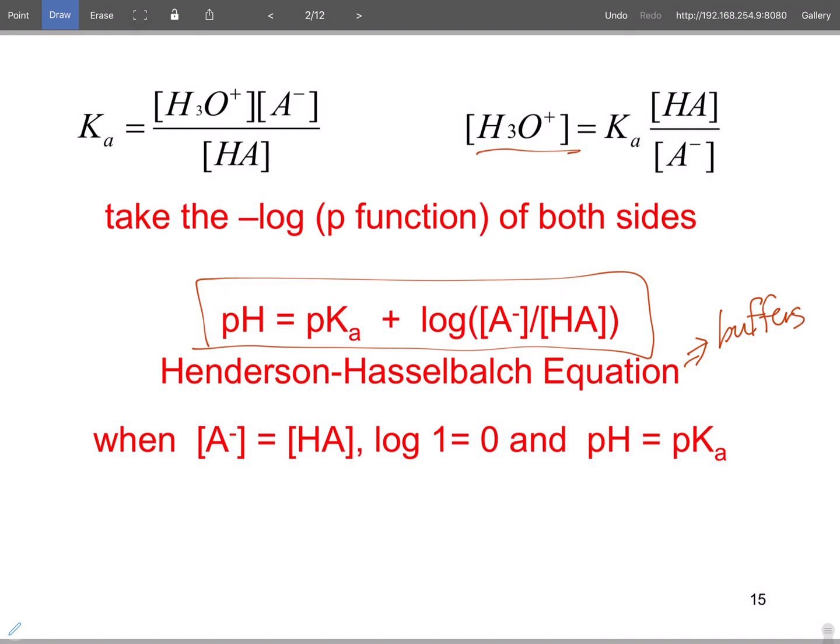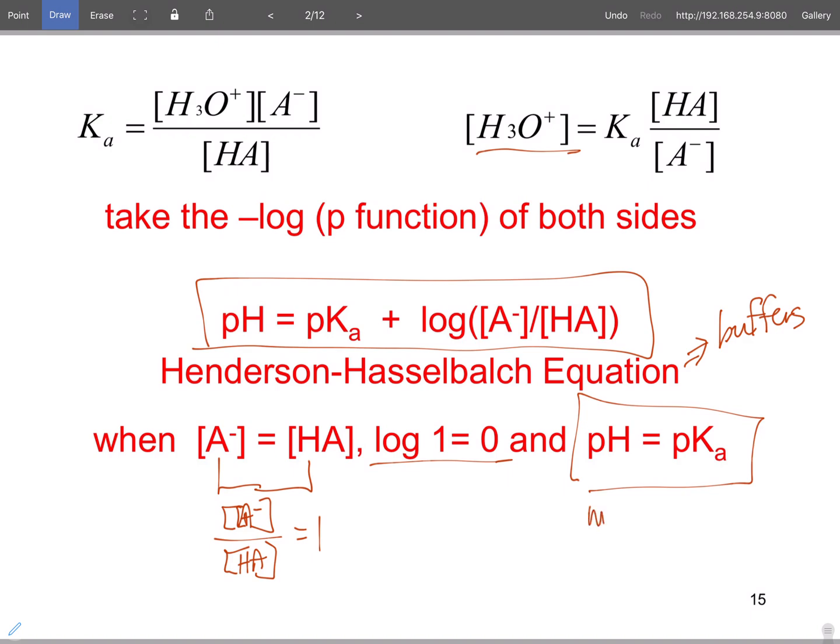And the trick to the Henderson-Hasselbalch equation is when these two are equal, then A minus over HA comes out equal to 1. And so if you take the log of 1, it's 0. So at the midpoint of the buffer zone, your pH is going to equal your pKa.